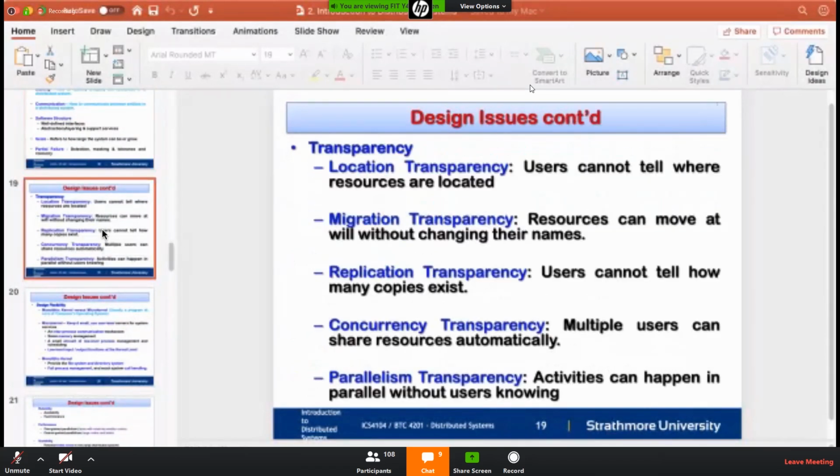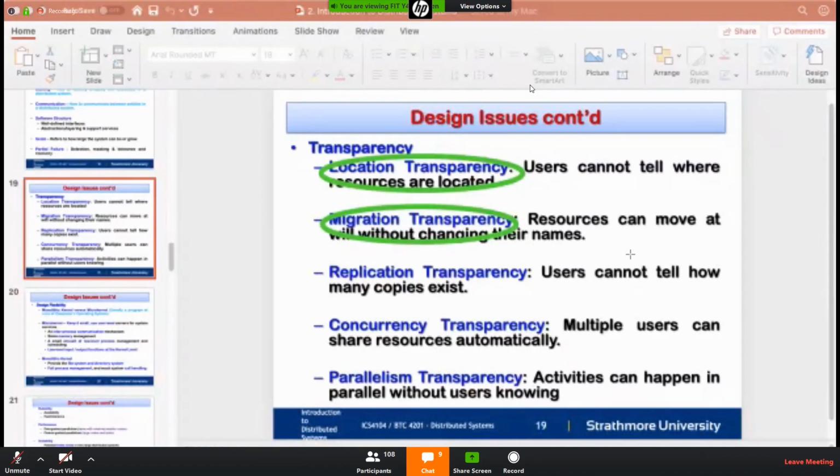Now, again, in a way, I'm recapping, but I'm also looking at it in terms of design. Location transparency: users cannot tell where resources are located. Migration transparency: resources can move without changing. And by the way, I forgot to mention, without changing their names. That's why when you access next time, the server might have moved from Nairobi to Mombasa, you'll still access it. The name is still the same.